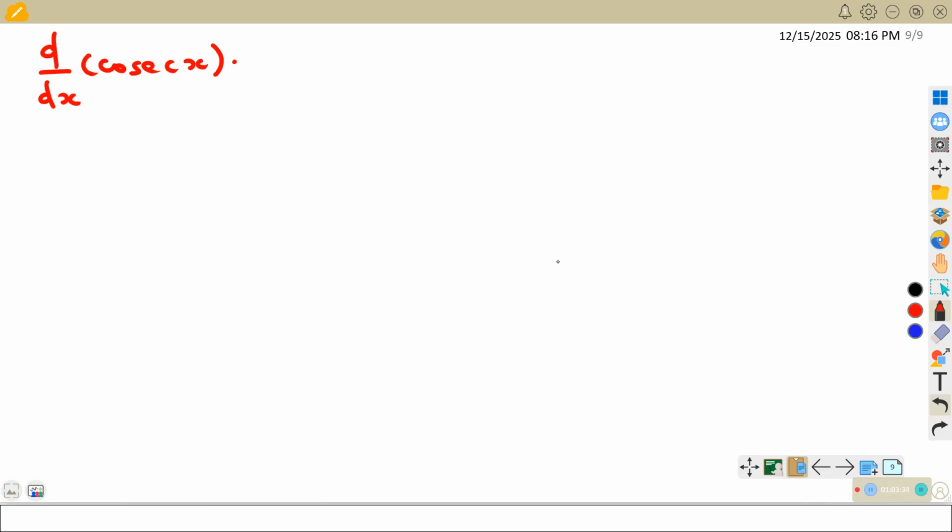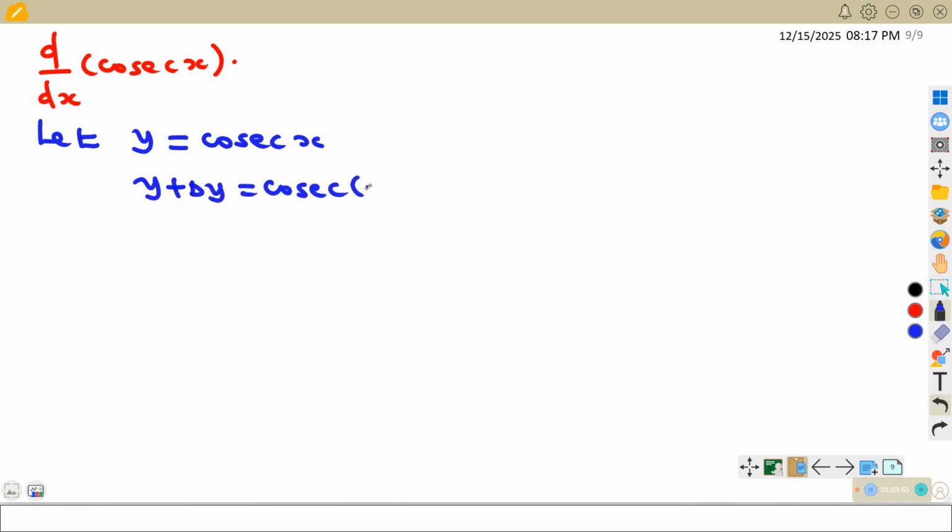So let us start. What we shall do here is let y represent our cosec of x. If y represents cosec of x, then what will be y plus delta y? An increment in x will bring about an increment in y, and for that case, we shall have cosec of x plus delta x. So from this given point, delta y will be the same as cosec of x plus delta x minus cosec of x.